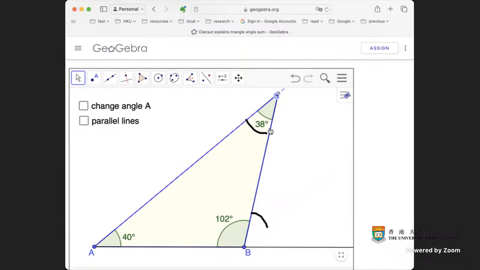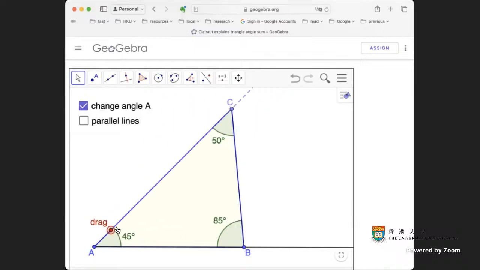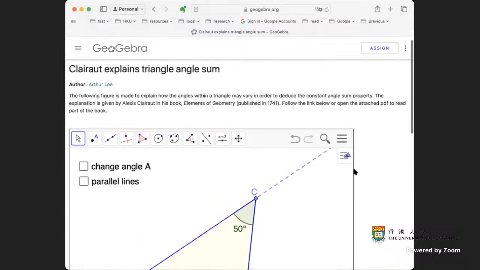Finally, you can hide this part, and then go back to the situation, and you can do the same experiment again by changing the angle A to other possible angles, and then explore again whether the same relation between B and C can be found. So go back to the book, which helps you understand the ideas from the mathematician, published in the 18th century, which is a very long time ago already.